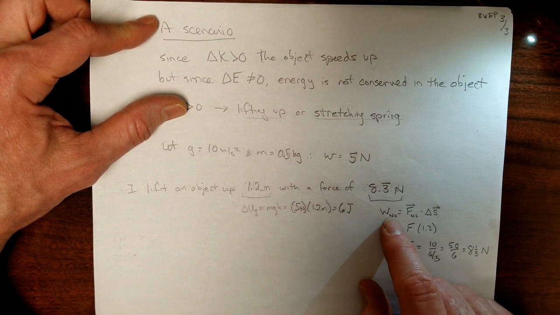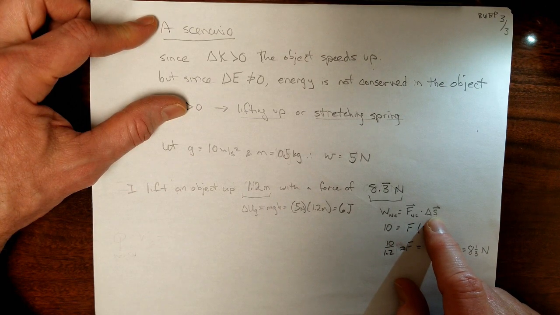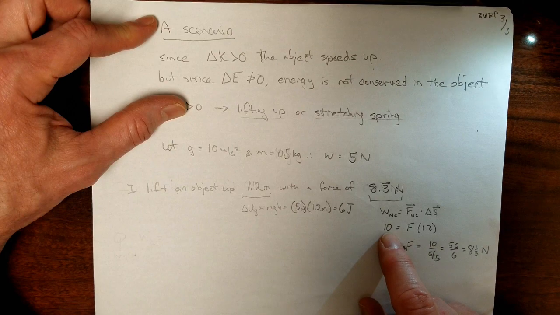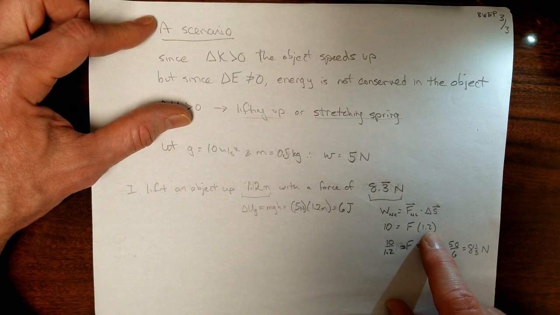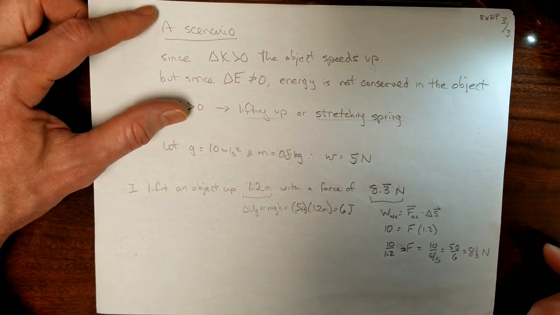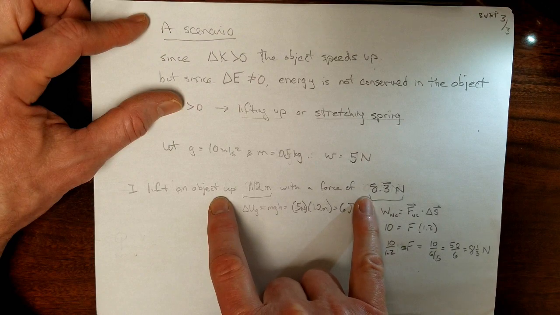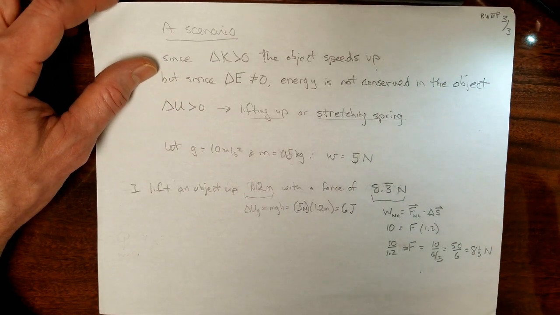And then my non-conservative work is the non-conservative force times the displacement, and I know my non-conservative work is 10 joules because that was what was in the problem, is equal to the force times 1.2, and then work out the math, I get 8.3 repeating newtons, and so this scenario matches the initial problem that I gave. And that's just a basic work energy problem.